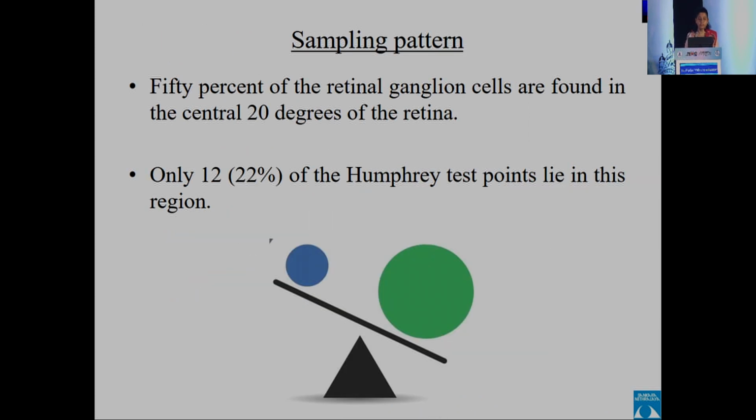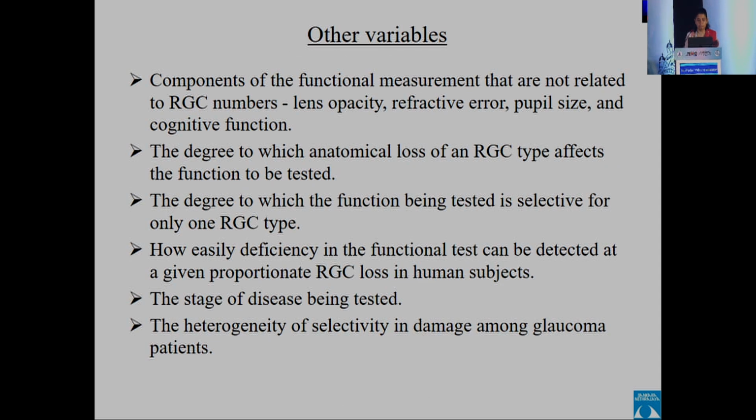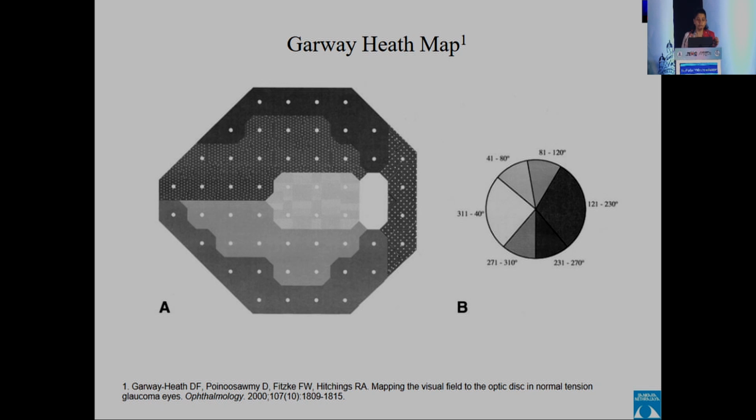Again, sampling pattern of the points to be studied affect the structure function correlation. 50% of the retinal ganglion cells are found in the central 20 degree of retina, but only 12 points, that is 22% of the points, lie in this region. There are many other variables depending on what kind of RGCs are affected, what kind of RGCs we are studying, and what stage of the disease is being tested, and the heterogeneity of selectivity and damage among glaucoma patients.